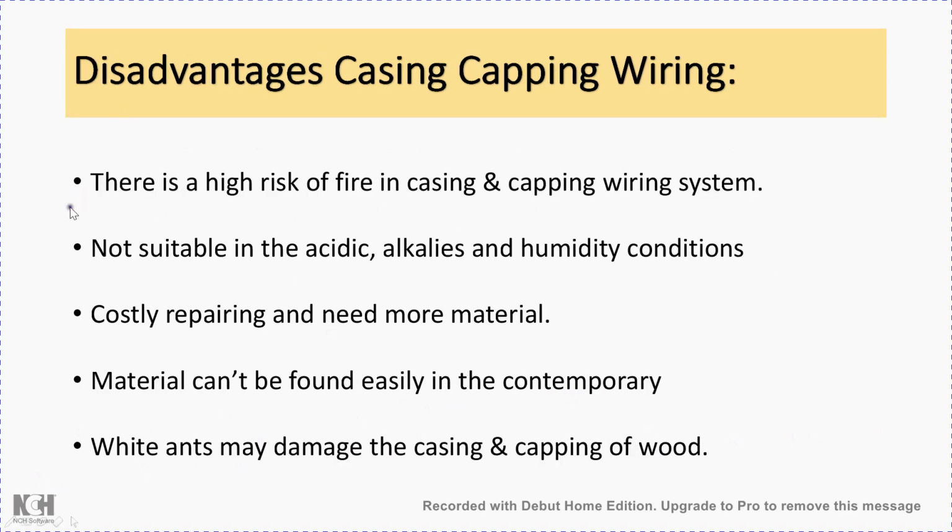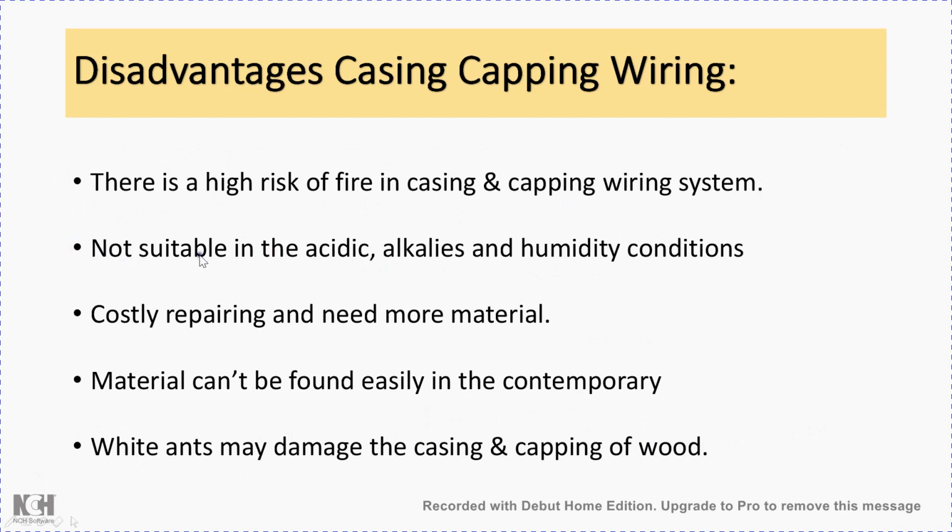The first one is there is a high risk of fire in casing and caping wiring system. So PVC material is also likely to catch fire easily. Therefore there is a chance of fire if there is any kind of short circuit. So in that case firing may happen. Then not suitable in the acidic, alkali and humid conditions.